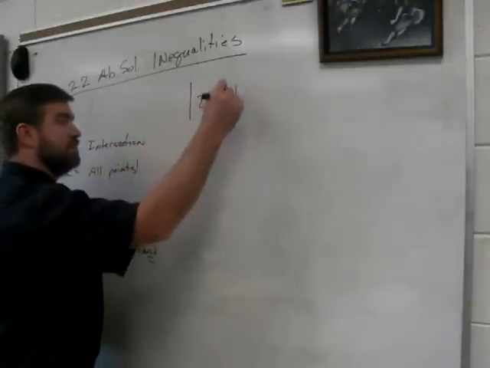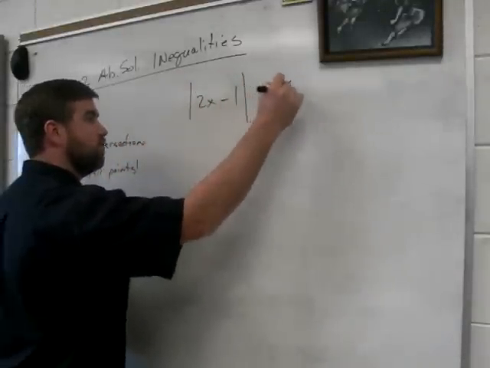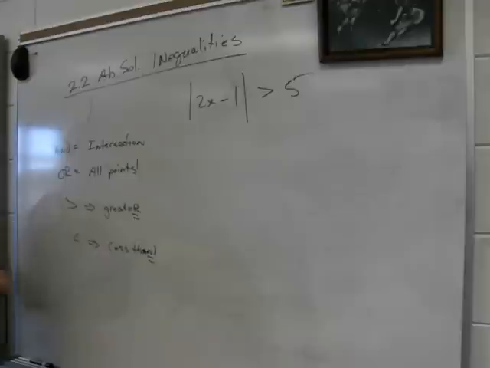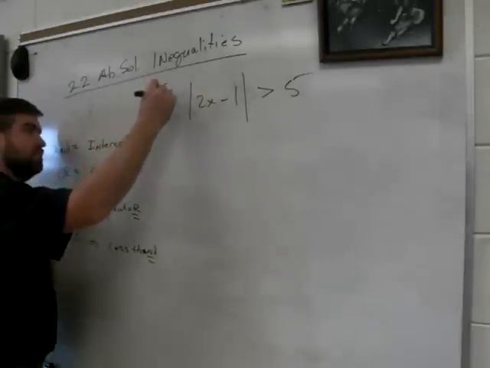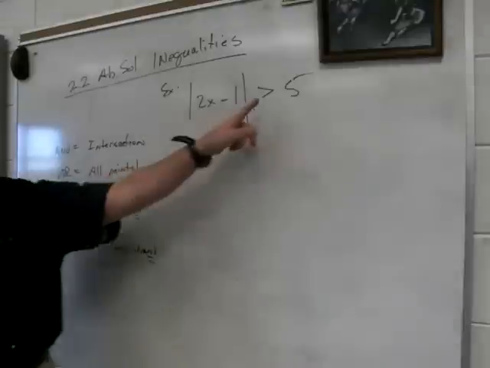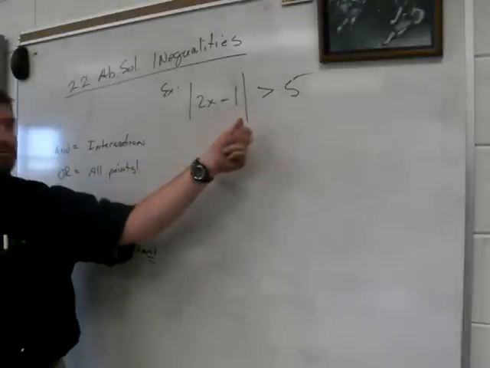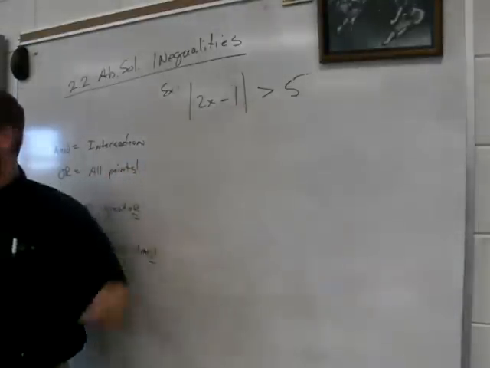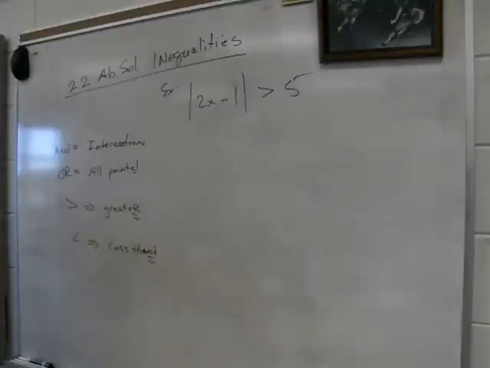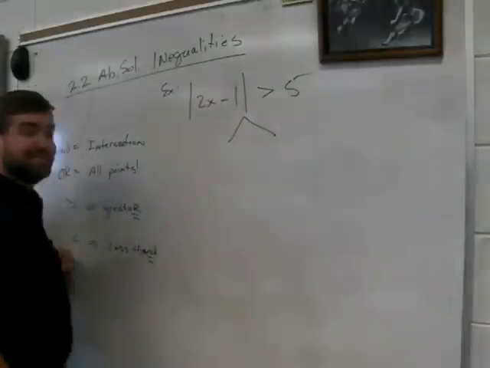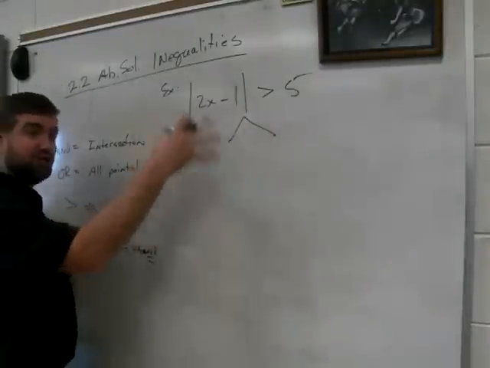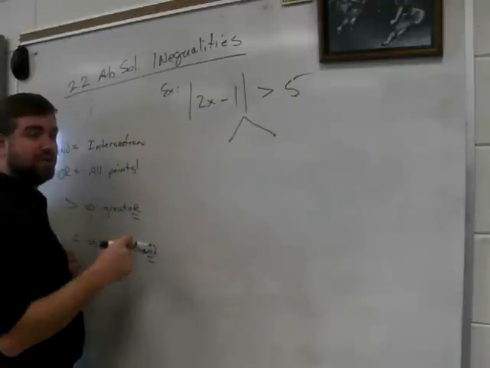Absolute value of 2x minus 1 is greater than 5. Okay, first example. Notice that we're now talking about an inequality. We have a greater than symbol. We don't have an equal sign. However, this first step is going to be the same as if it was an equal sign. We're going to break it up into two scenarios. Okay? When I walk around and look at your paper, I want to see that arrow like this, showing me that you broke it up into two scenarios.